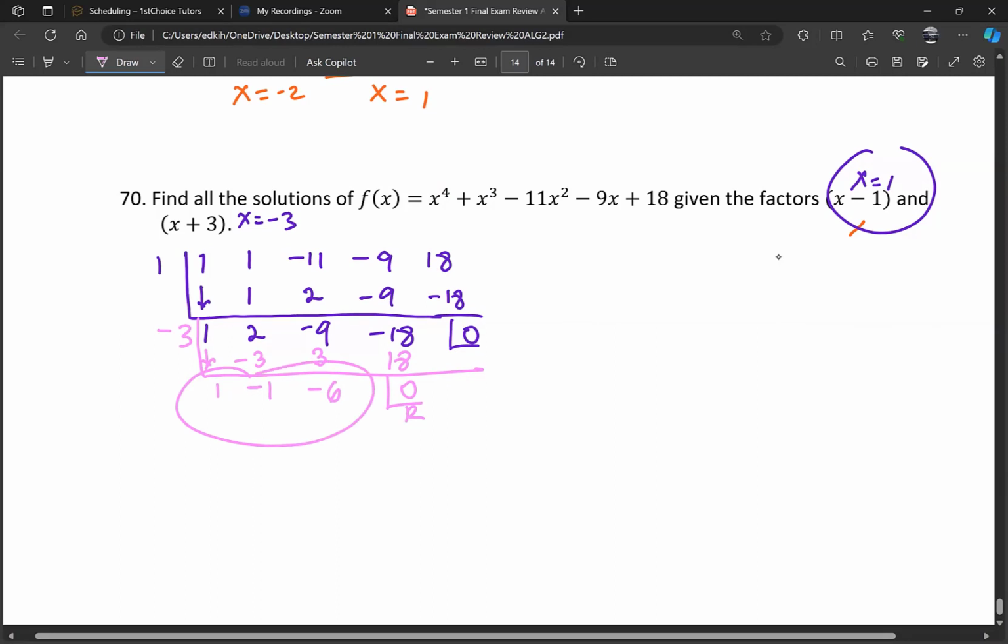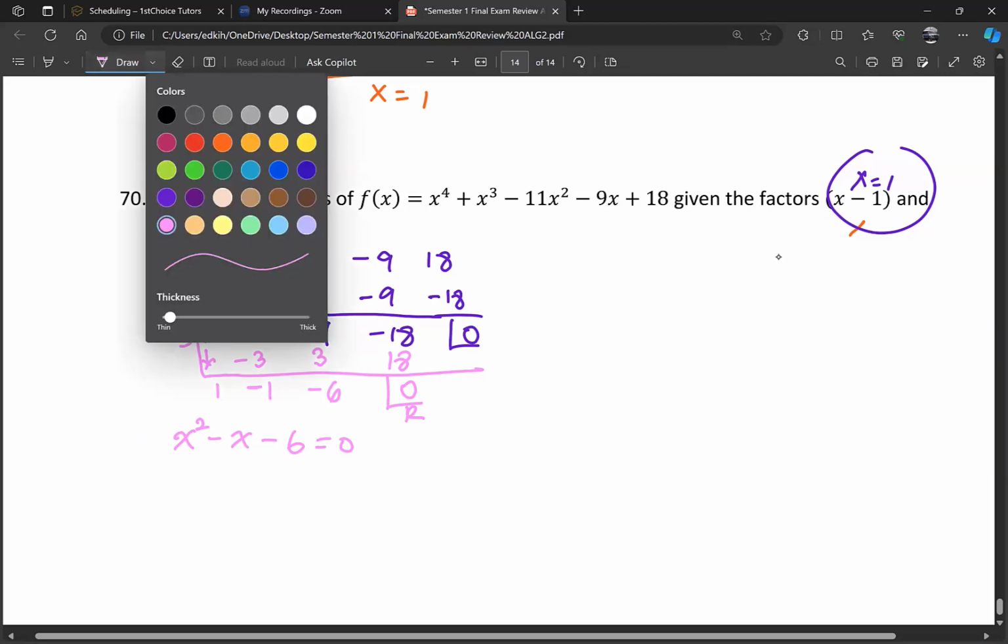So here's the new equation. These are the new coefficients. We started at x to the 4th. We've divided twice. So the first division brought it to x to the 3rd. The second division has brought it to x to the 2nd. So this is 1x to the 2nd minus x minus 6 equals 0. A trinomial that needs to be factored, well, x method. So let's do the x method here.